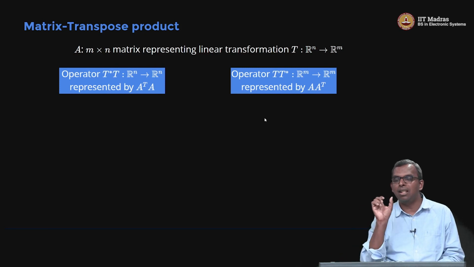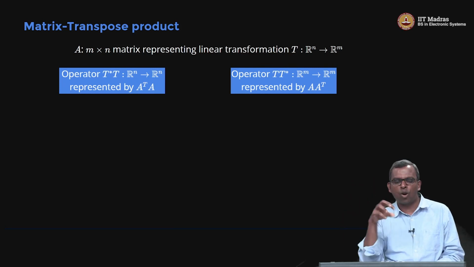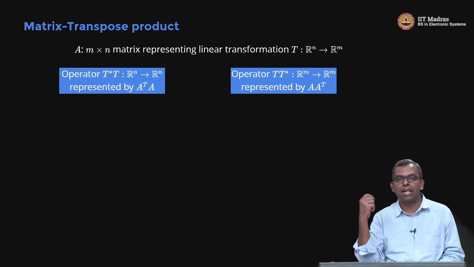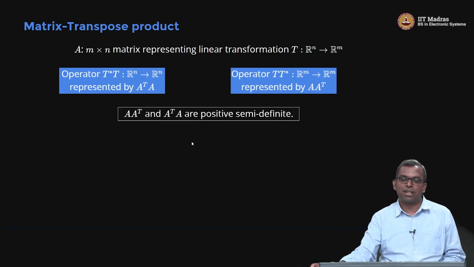So, given any transformation, any m cross n rectangular matrix, I can define two square matrices sort of connected with each other, which is the matrix transpose product, A A transpose and A transpose A. Okay, very important. Now, here is the very interesting property. Both these matrices are positive semi-definite. A A transpose and A transpose A are positive semi-definite.